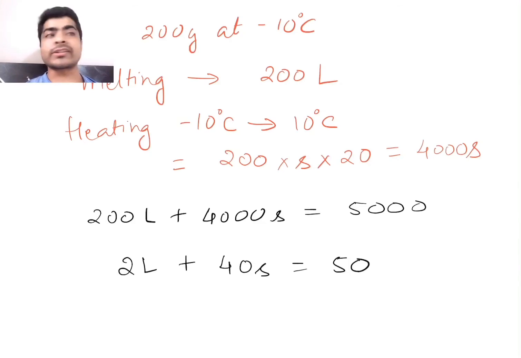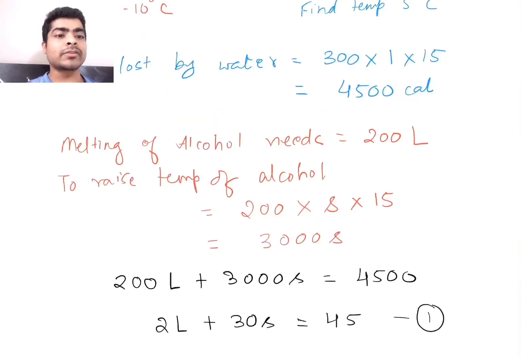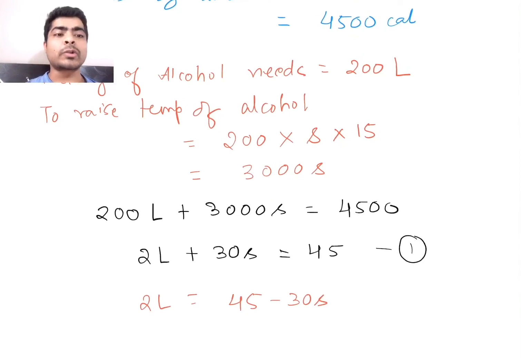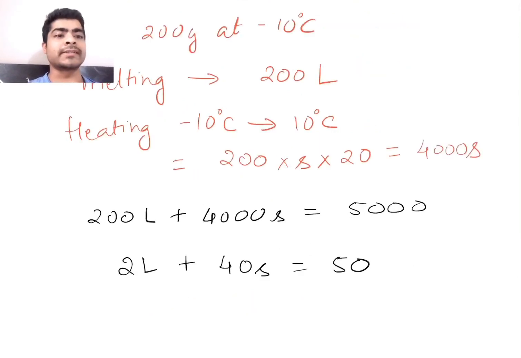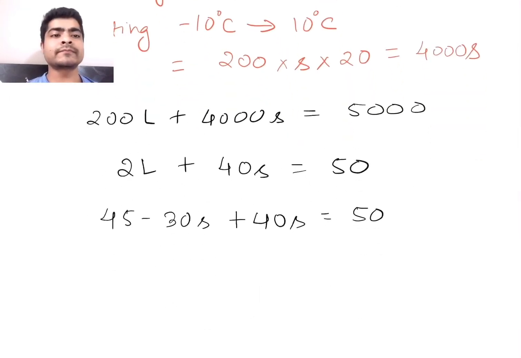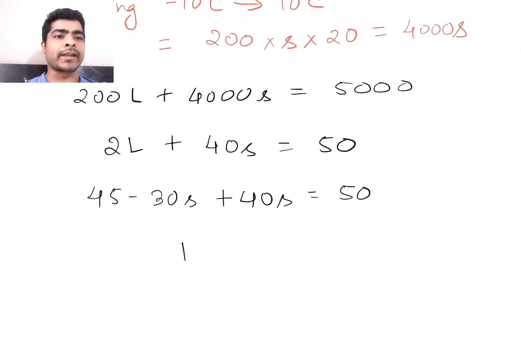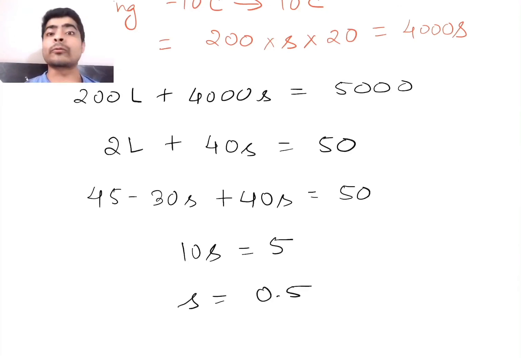Now we come to equation number 1. In equation number 1 we will get 2L equal to 45 minus 30S. So we replace it in this equation. So 2L will be 45 minus 30S, plus 40S is equal to 50. You simplify this and you obtain 10S equal to 50 minus 45, that is 5. So S equal to 0.5 calories per gram degree Celsius.